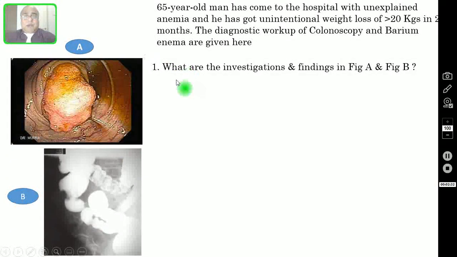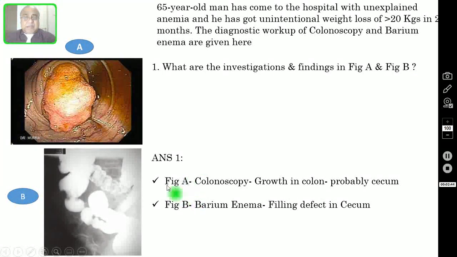So question number 1, what are the investigations and findings in figure A and figure B? The correct answer is, figure A is colonoscopy. You are seeing a growth in the colon. Most probably this is in the cecum because it looks very roomy. You are seeing these folds and all. So this is most probably a cecal growth. That is what you are seeing in figure A.